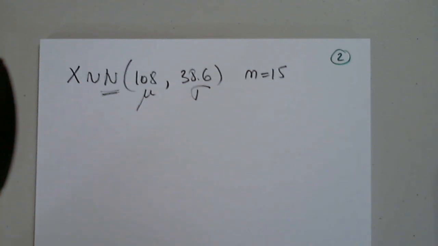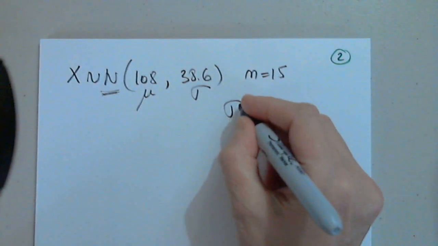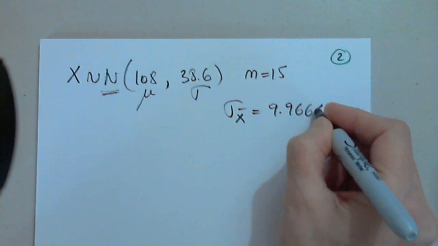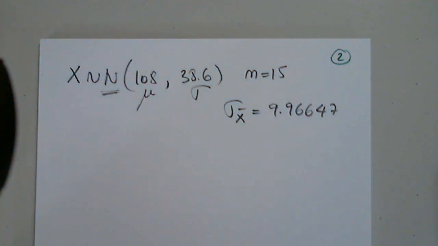Okay, so sigma for x bar is 9.96647. And now let's see what they want. 3 decimal places, so 9.966.